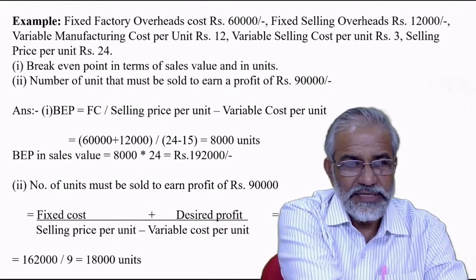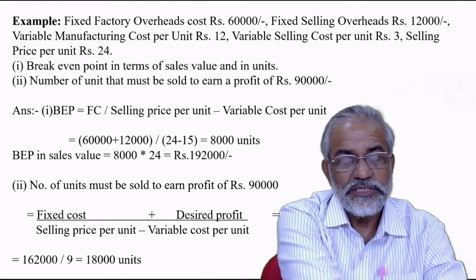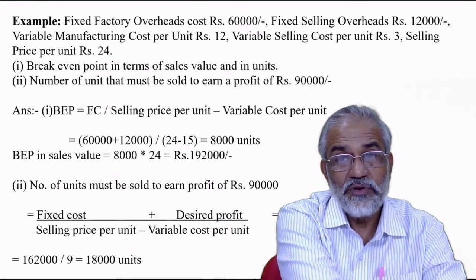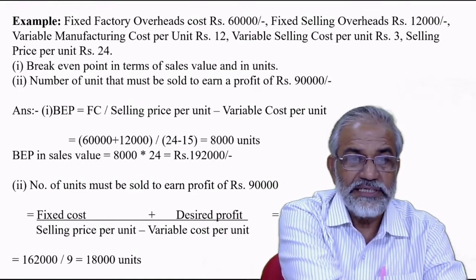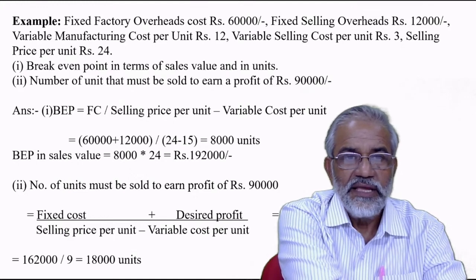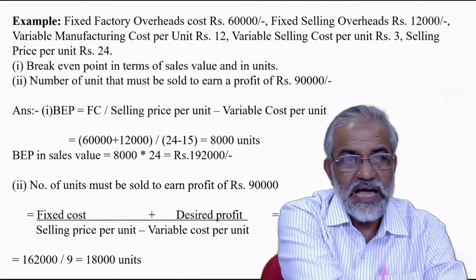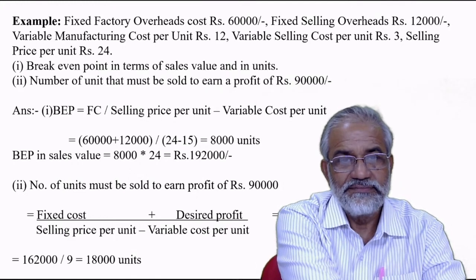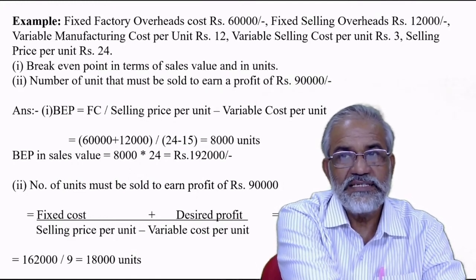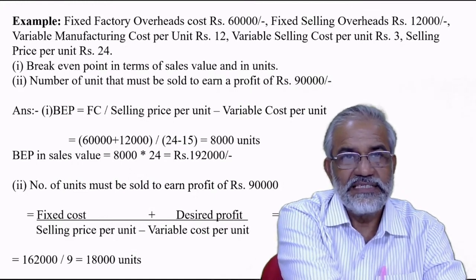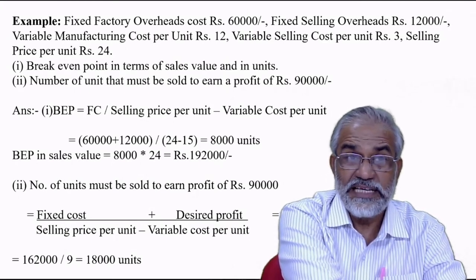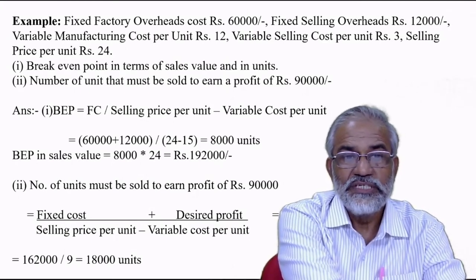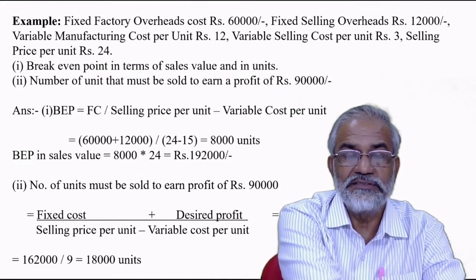When you go to calculate this, the break-even point is equal to fixed cost divided by selling price per unit minus variable cost per unit, which is otherwise called the contribution per unit. Here the fixed cost has to be calculated: 60,000 is the fixed factory overhead and 12,000 is the fixed selling overhead. Both together, 60 plus 12, is 72,000.